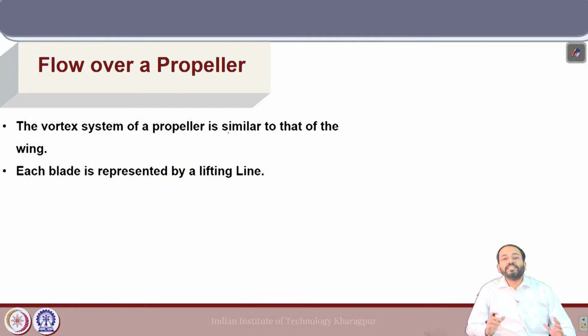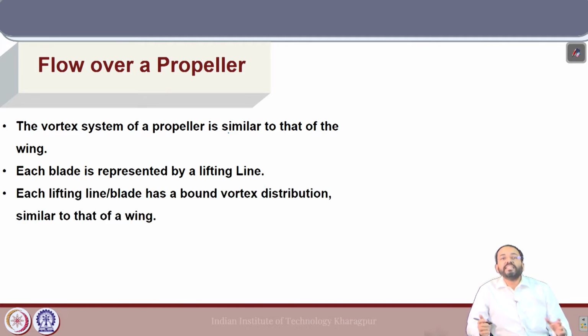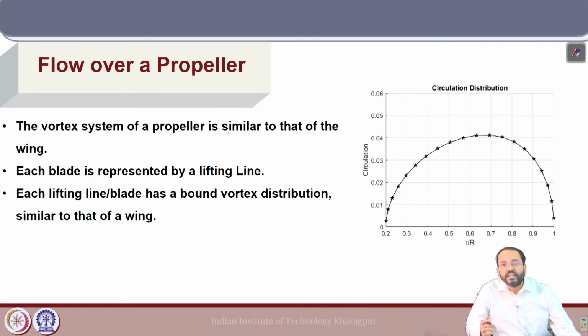So, now what is the difference between a simple finite foil and the propeller blade? The propeller blade is of a specific geometry, and each blade is rotating as well as moving forward. So, here each blade is represented by a lifting line, and the vortex system is represented by a bound vortex distribution similar to that of a wing. Okay. So, the circulation distribution can be seen here in this graph.